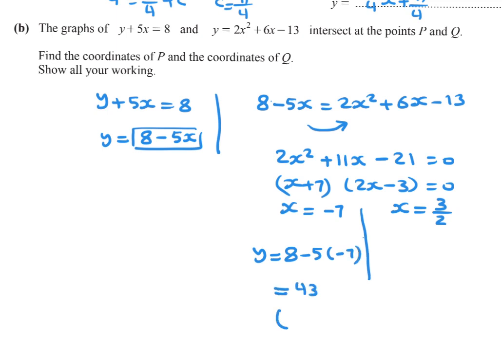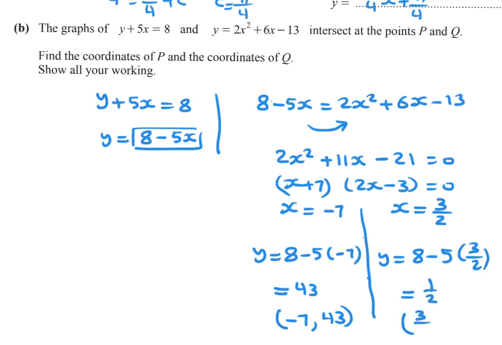So the first point is negative 7 and 43. In the same way, to find y if x equals 3 over 2, we have 8 minus 5 into 3 over 2. Now the answer is 1 over 2, so the second point is 3 over 2 and 1 over 2.